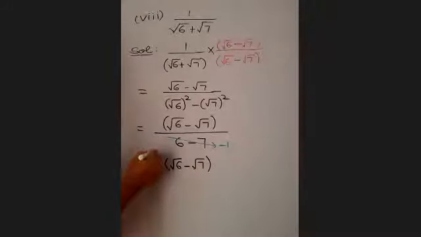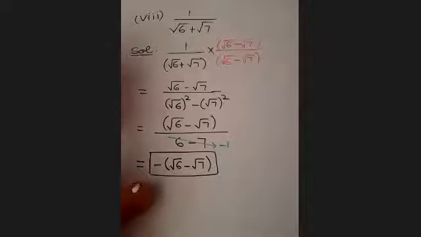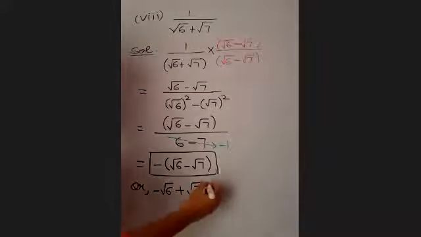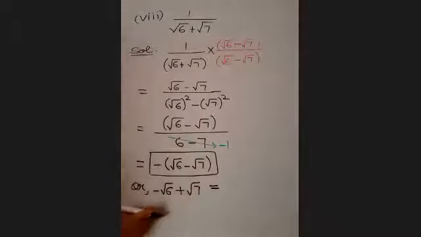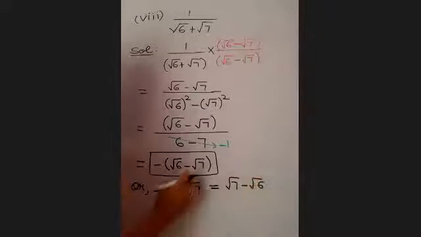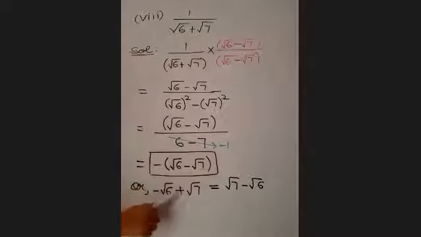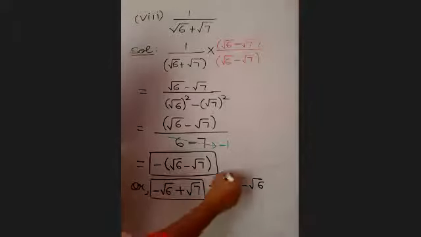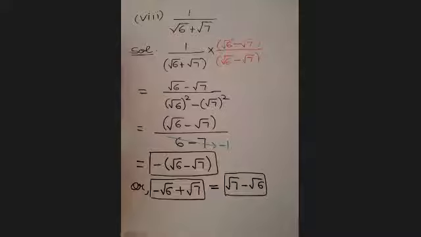So either you leave this as your answer, or if you wish to open the bracket, you can do so. Minus root 6, and minus minus will become plus root 7. And then you can further modify it. You can write the positive term first and negative term later. So all these three are correct answers. 1, 2, 3. You can put your answer in any of these three forms.